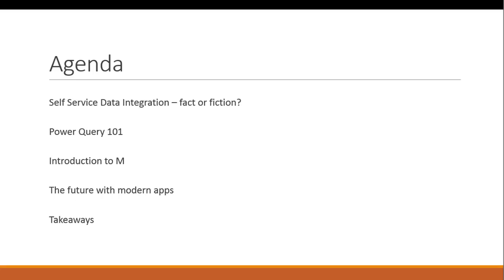Once we've got the basics out of the way, we'll take a look at M. M is the power behind Power Query. It's a scripting language. We'll have a look at the future of modern apps. I'm not really giving you a history lesson on this event, but we do see a bit of a difference with legacy apps versus modern apps. So one of my demos is centered around that. We'll then conclude with some takeaways. I think there's an interesting future with Power Query. I'm not privy to what Microsoft's plans are, but it seems like an interesting road ahead.